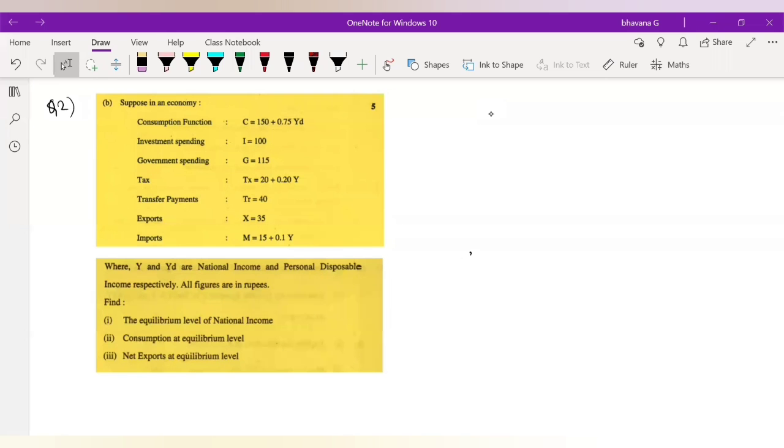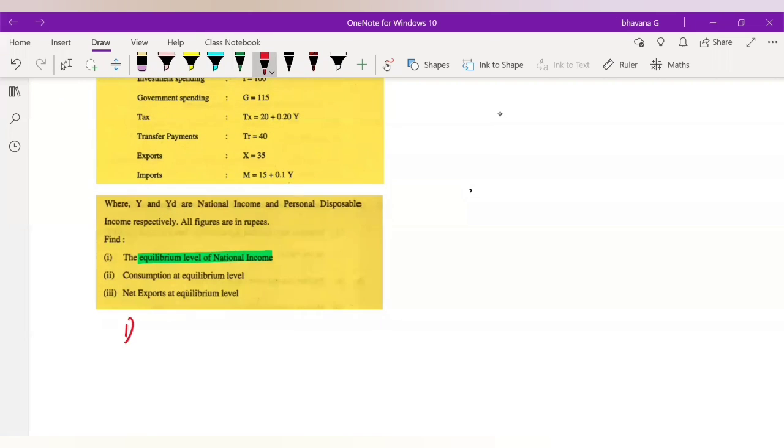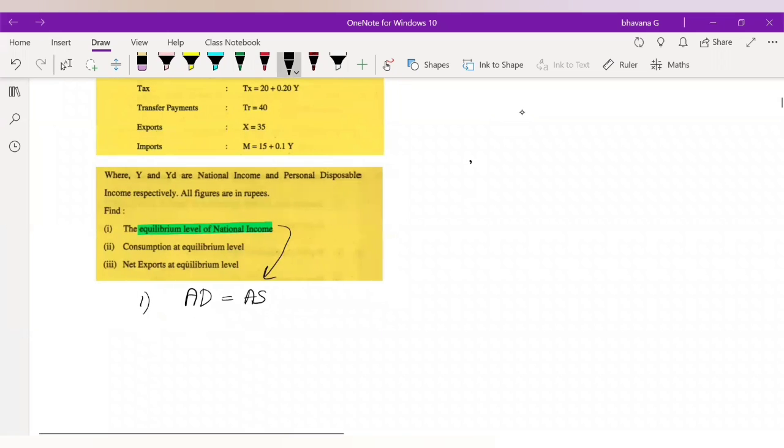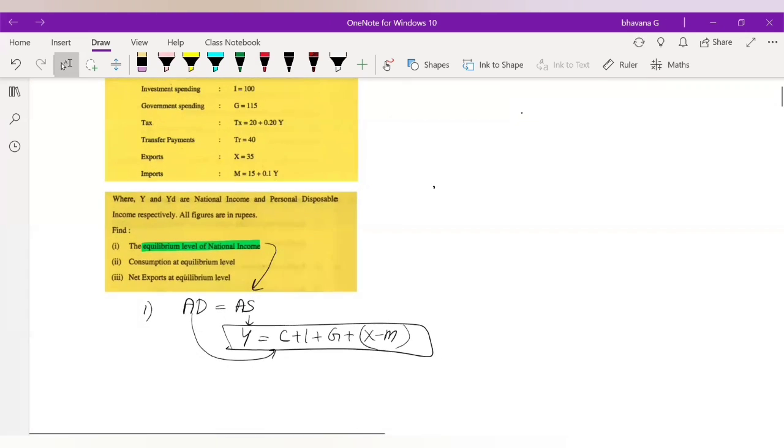So first we are going to start by finding out the equilibrium level of national income. So what is the equilibrium level of national income? It is nothing but where your aggregate demand is equal to aggregate supply. So this is your equilibrium level of national income. Your aggregate supply is going to be Y, and your aggregate demand is going to be C plus I plus G plus X minus M. I hope all of you know this equation. So using this equation only, now we are going to solve the first one.